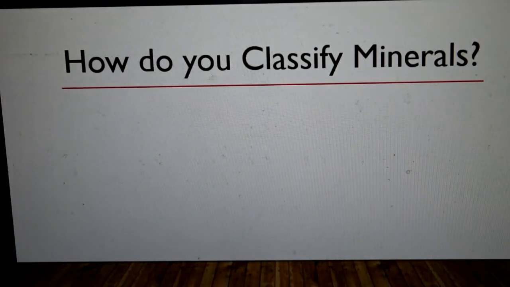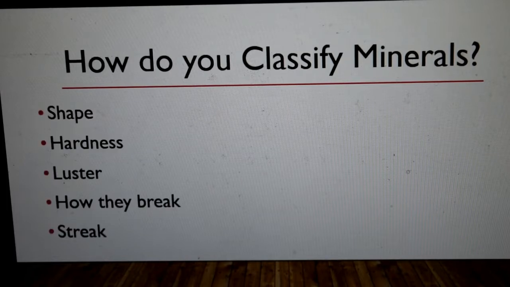All right. How do we classify minerals? Well, we do this by their shape, which once again, because minerals are a type of crystal, each crystal is going to have a slightly different shape. We do this by the hardness, and we'll see how you can test the hardness of a mineral. Luster. Luster means how shiny it is. You can look at different minerals, and some will be pretty dull, and some will be incredibly shiny, like it's been polished. But they haven't. That's just the way they naturally occur.